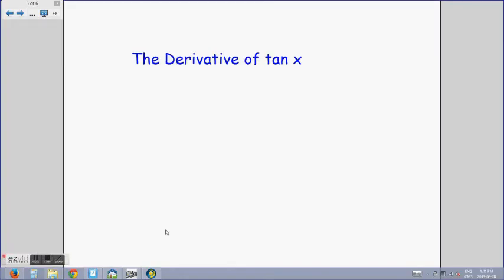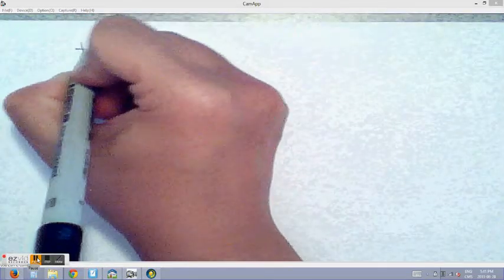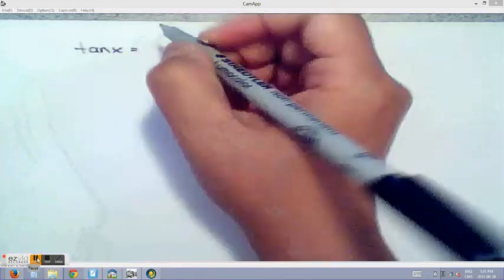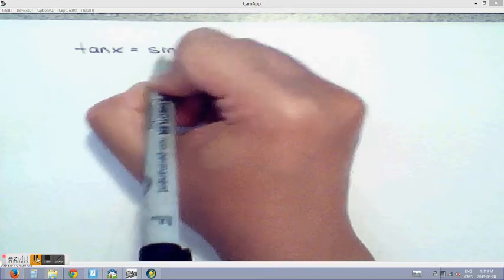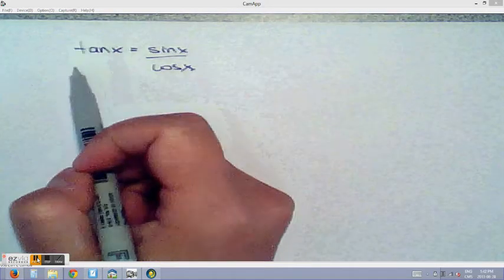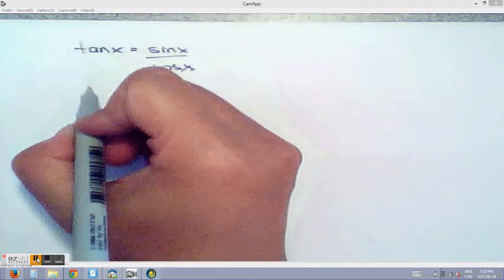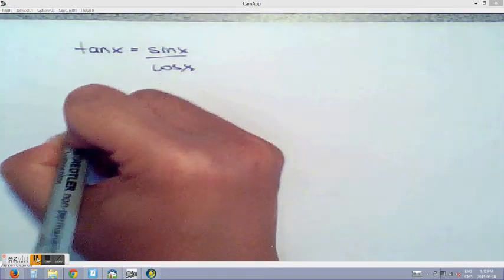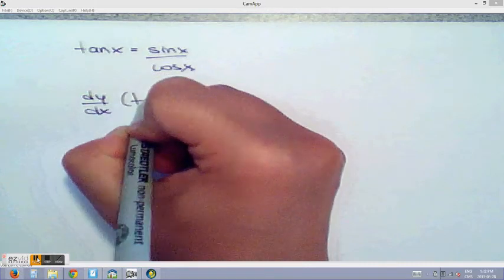Let's quickly look at the derivative of tan x, because I'm pretty sure your textbook goes through tan x. So we'll just quickly cover that. Let's note that tan of x is equal to sine of x all over cosine of x. So let's derive tan x. So if we said the derivative of tan x, so dy by dx of tan x.